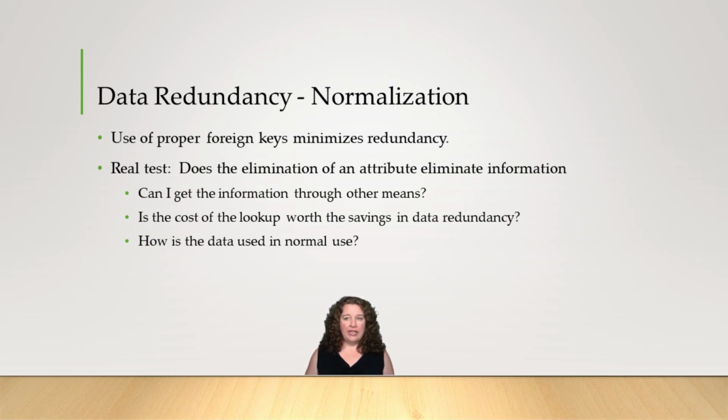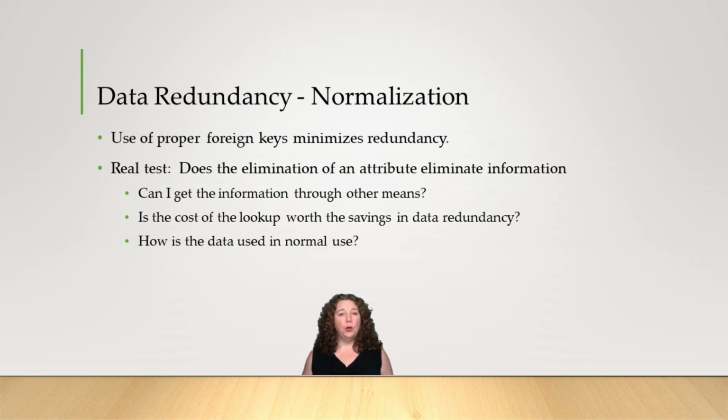Use of the proper foreign keys will minimize redundancy. So I can pull it out into separate tables. However, does the elimination of an attribute eliminate any information? Does it actually make it harder? Can I get the information from some other way? And is the cost of the lookup actually worth the savings in the data redundancy? And then how is the data used in normal use? Am I going to have to do a secondary join to join with this table? And am I going to have to do it all the time? And is it going to be cumbersome?